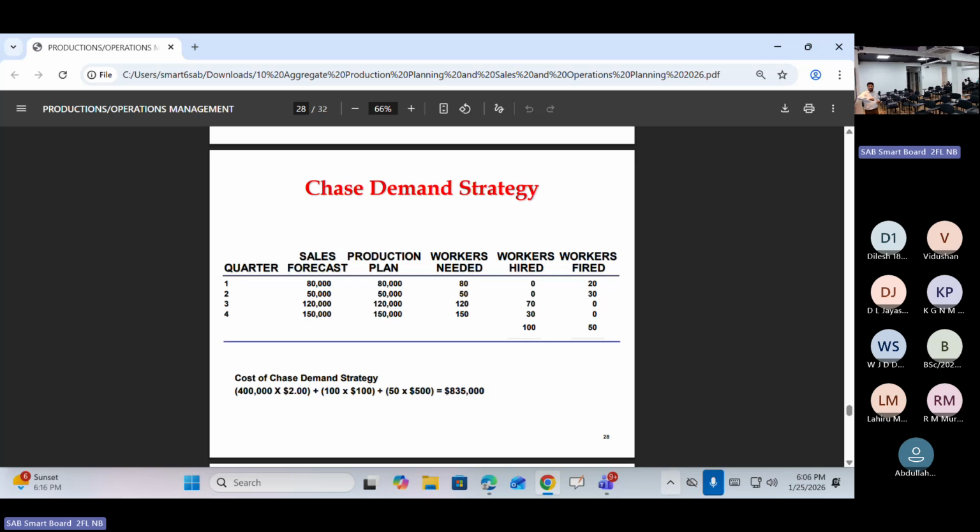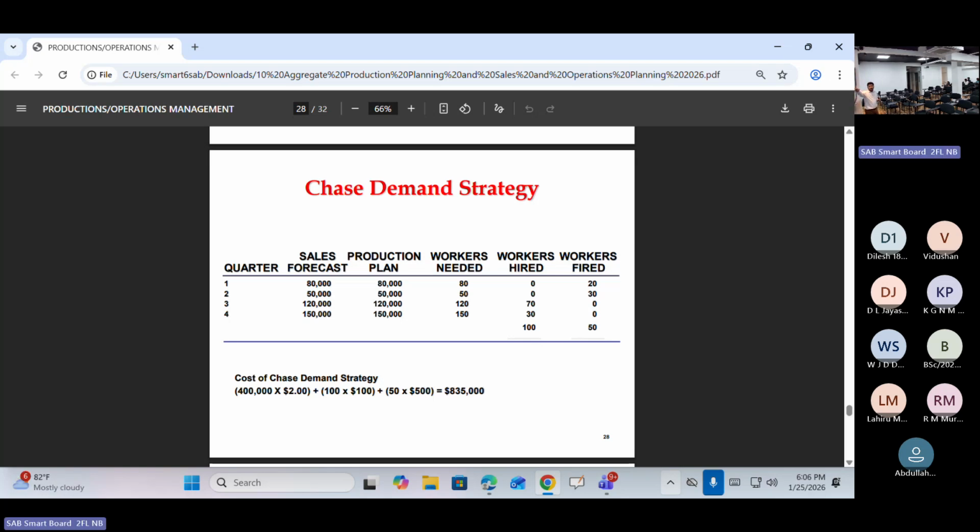Moving to quarter three, the sales forecast is 120,000. Production plan, exactly the same. How many workers are required? To produce 120,000, we need 120 workers for quarter three. At the beginning of the quarter, how many workers do we have? Only 50. We need 120. So we need to hire 70 more. Now we have 120 at the end of quarter three.